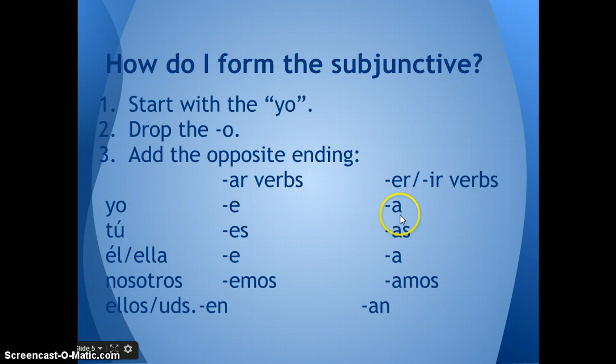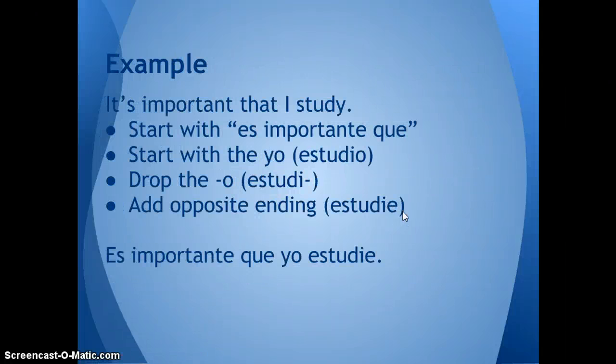The yo form is an A. So it's going to say, es importante que yo tenga. Tenga would be the subjunctive, which is going to sound weird for a little while until you get used to the subjunctive. Okay, here is an example, finally.